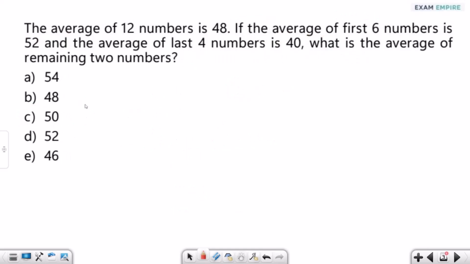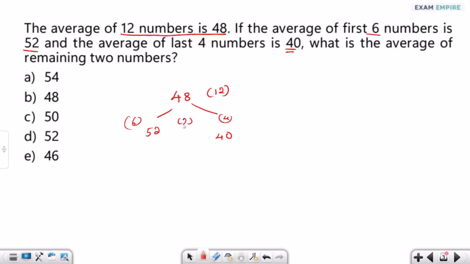Next one. Try to solve this by yourself. Hope you would have solved. Now let's solve this particular question. The average of 12 numbers is 48. If the average of the first 6 numbers is 52 and the average of the last 4 numbers is 40, so what is the average of the remaining 2 numbers?